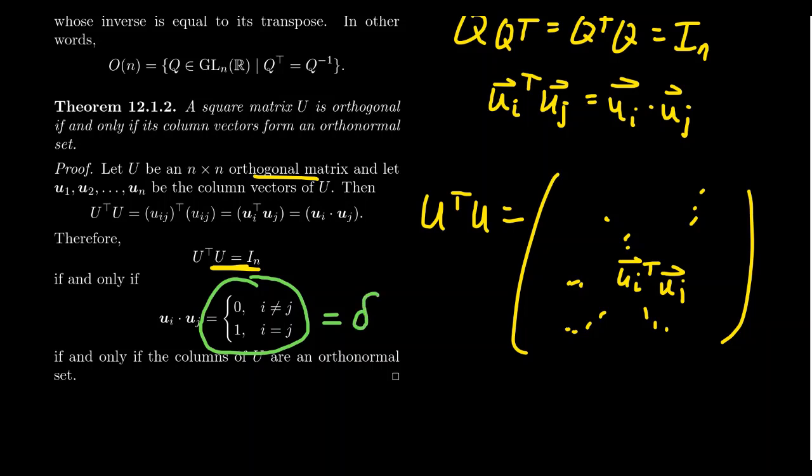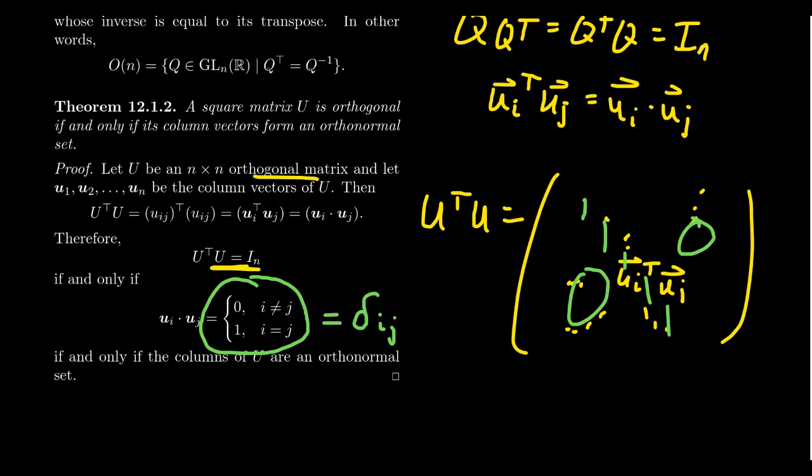This expression, 0 when they're different and 1 when they're the same, is often abbreviated in mathematical literature as delta sub i j, and this is commonly referred to as Kronecker's delta. So whenever you see Kronecker's delta in a mathematical text, that means it's 1 when i and j are the same, and it's 0 when i and j are different. So because U transpose U is equal to the identity, the entries of this matrix are going to be Kronecker's delta: 1s along the diagonal and 0s everywhere else.